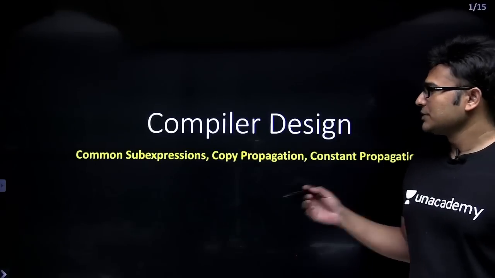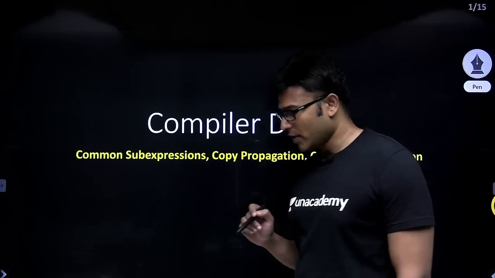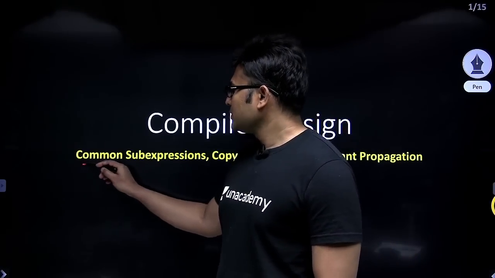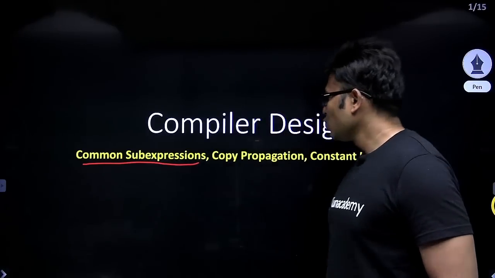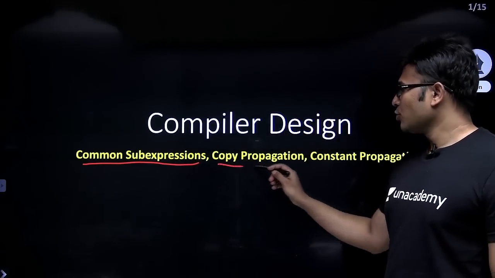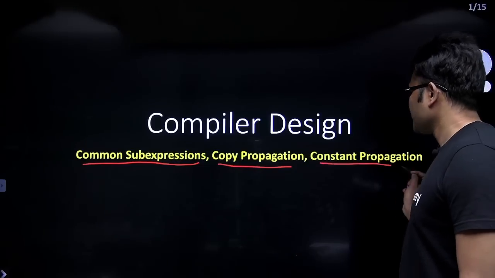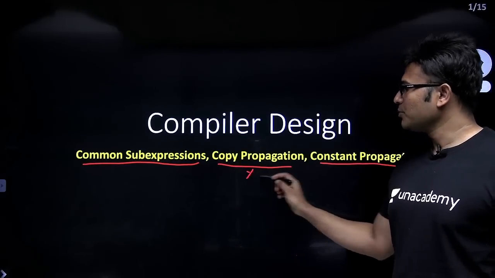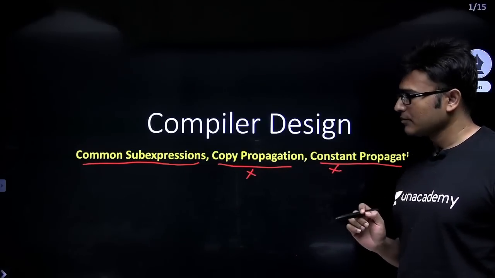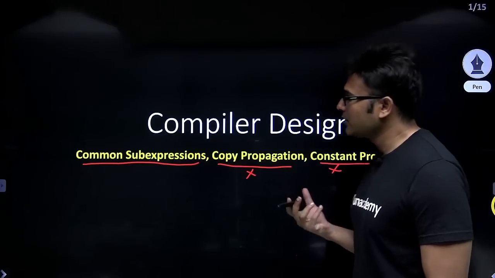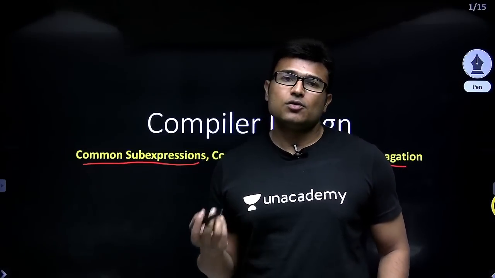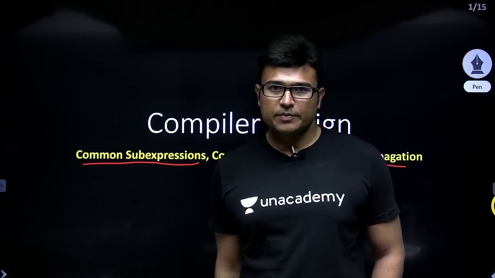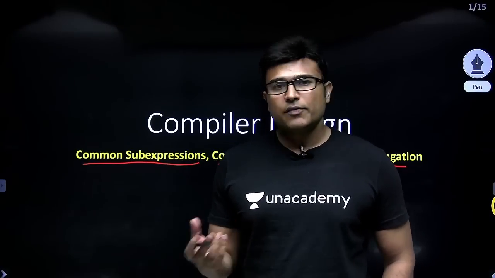Now let's see some topics in compiler design. One important topic is common sub-expression elimination. We also have two other topics called copy propagation and constant propagation. These topics are not very important, but still we'll discuss them. There may not be any GATE question on these topics, only if some theoretical questions are possible. They are very small topics.